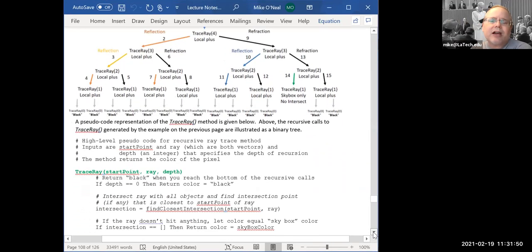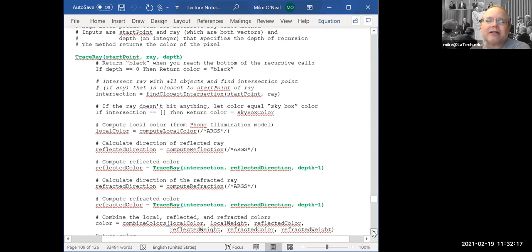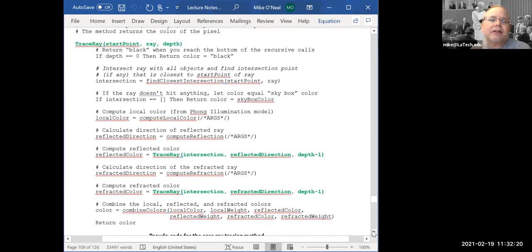So here's the high-level pseudocode for implementing the recursive ray tracing method. Inputs are some start point and a ray, both of those are vectors, and some depth, an integer as to how deep you want to go. And the method returns the color of a pixel. So this would be called over and over for every pixel on the screen, essentially. I'm not necessarily giving you all of the arguments, but I'm giving you enough to make it clear. So you say ray trace, my start point, my ray, my depth. If your depth is 0, in other words, I'm not going to go any lower, I'm at the bottom, just return black.